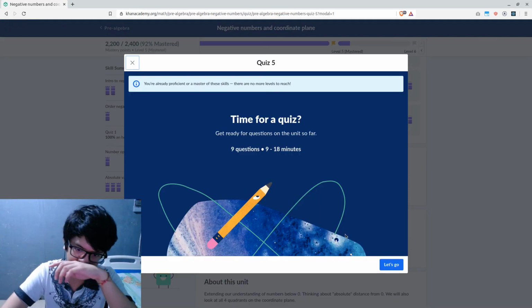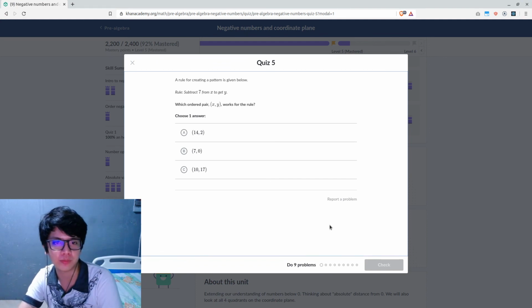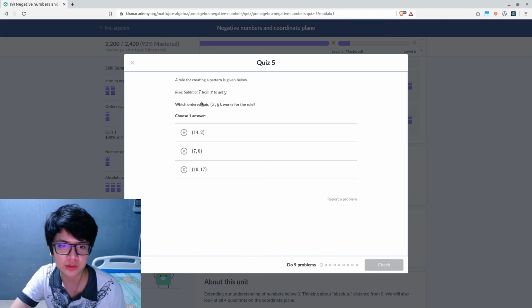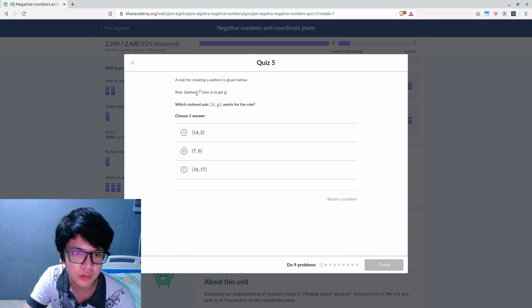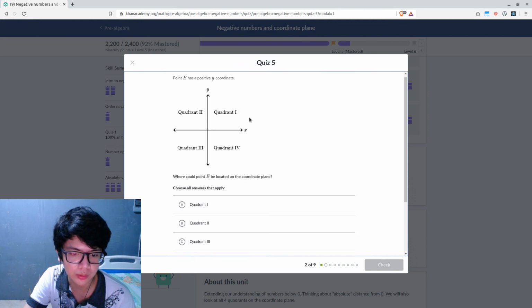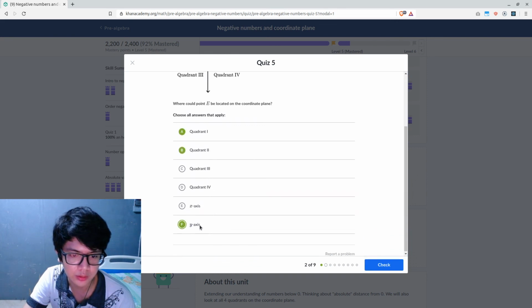On to the quiz, let's not mess things up. 9 questions. A rule for creating pattern is given below. Subtract 7 from x to get y. Okay, so we have a difference of 7. Now this works. Point E has a positive y coordinate. Where could E be located on the coordinate plane? Could be at quadrant 2, 1, and the y axis.